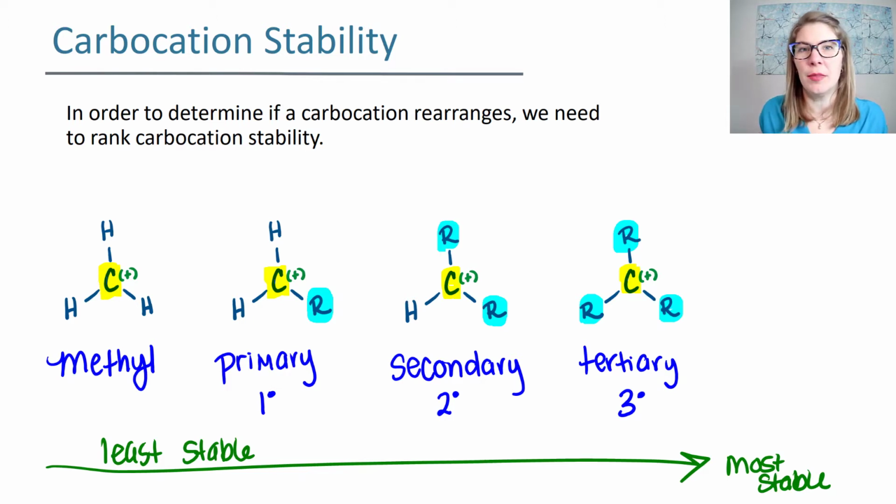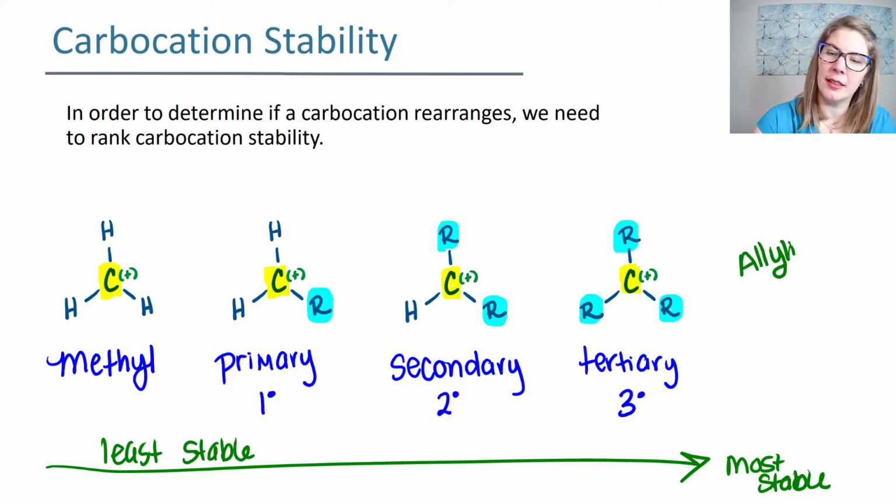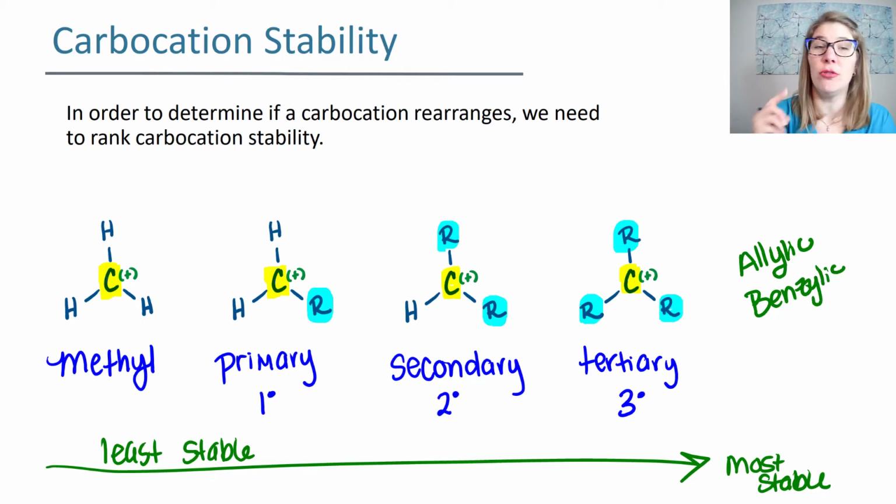So if we're looking at something that's involved in resonance, like an allylic carbocation or a benzylic carbocation, those are also going to be on the more stable side. So we'll just add allylic and benzylic here. Do not be afraid to Google what those words are if you need to. I remember being a student and being like, what does allylic mean? It takes a long time for all those words to sink into your brain.